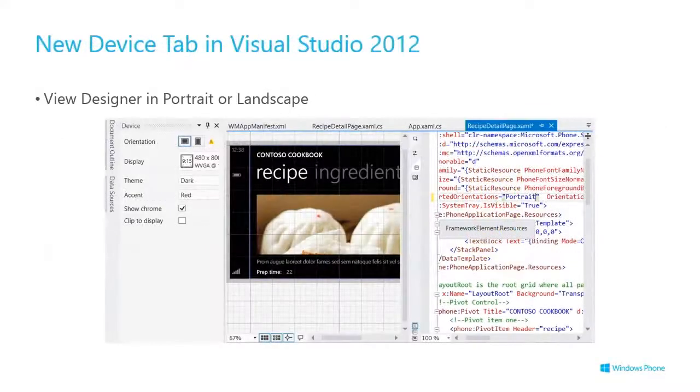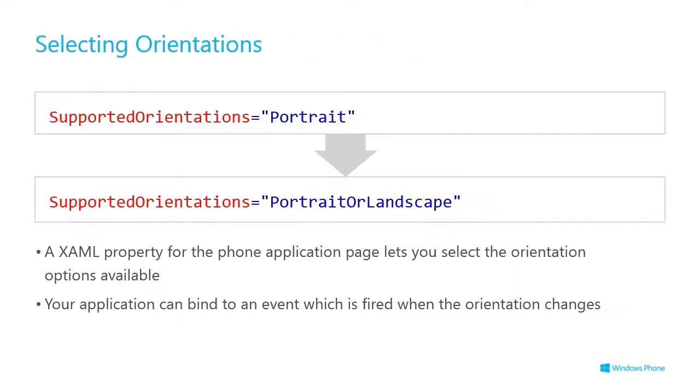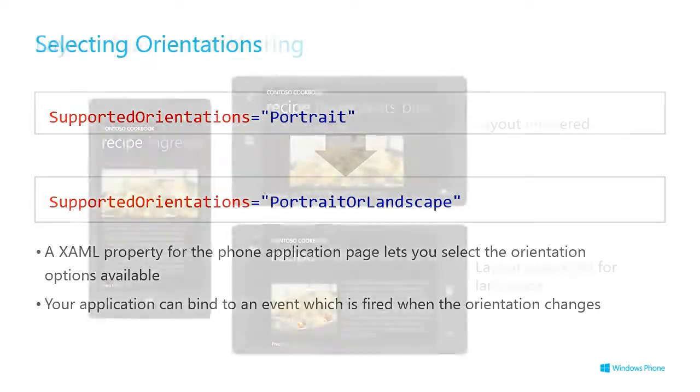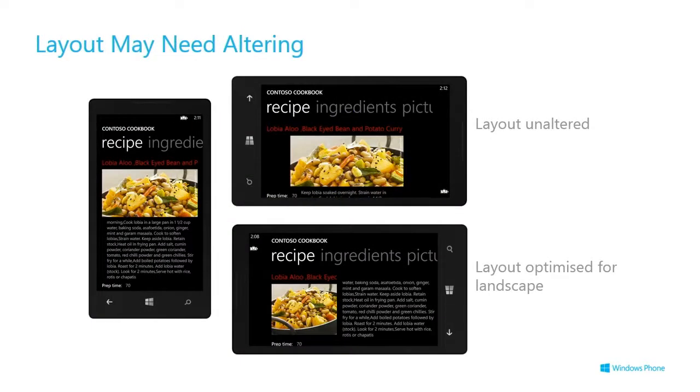Now, if you want to do that, again in this design tab, we've got help in Visual Studio and in Blend. You can change the orientation of the designer so you can see what it looks like. If you want to support both portrait and landscape, you change the supported orientations element in the XAML at the top of the page. By default it's set to portrait. You can change that to portrait or landscape, and that will be enough to support landscape.